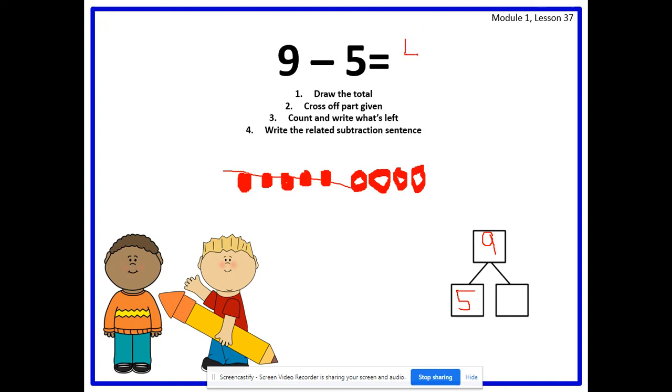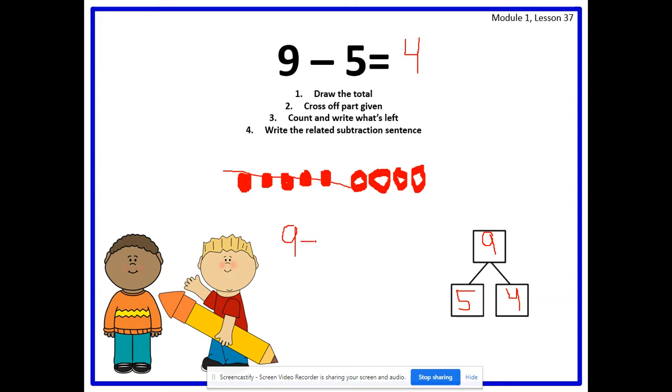Yes, 4. Go ahead and write 4 as your answer. Write 4 in your number bond also as your other part. And then step 4 says write the related subtraction sentence. What does that mean? It's the same thing. Remember, total stays the same, you flip the parts. So let's go ahead and start with 9 again.